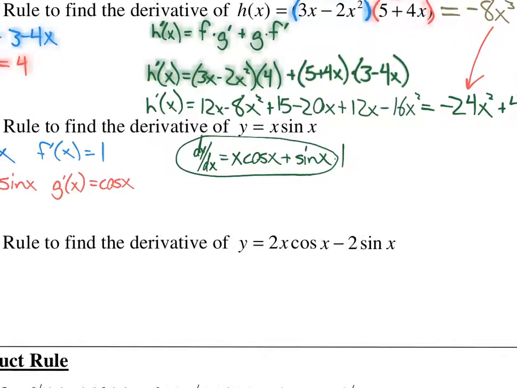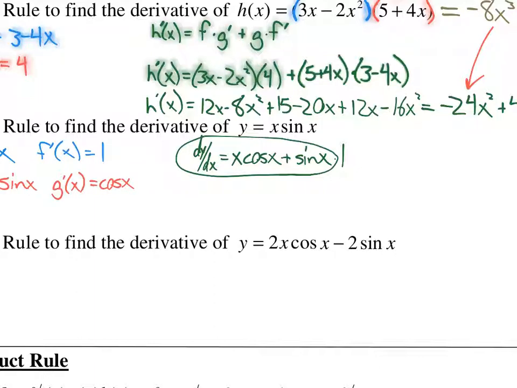Now, another thing that we're going to see when we look at our various rules is that certain rules will be used within the context of another problem. So for example, here we have y equals 2x cosine x minus 2 sine of x. So we have multiple terms, so we're going to have to take the derivative of each one separately. However, do I need to use the product rule here with the minus 2 sine of x? No.